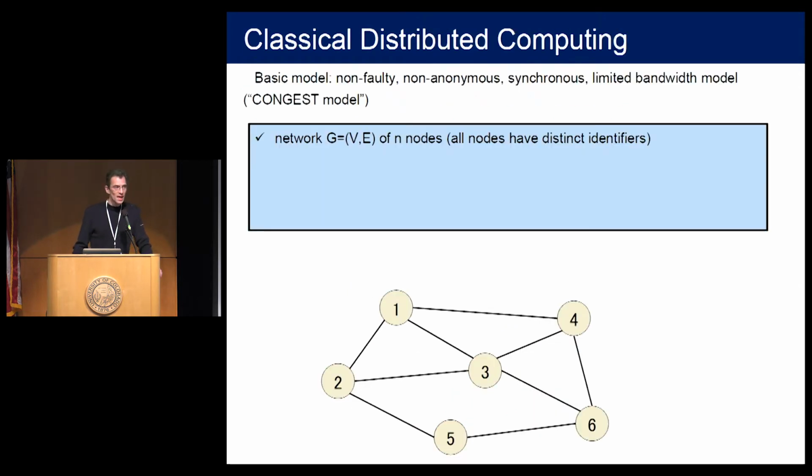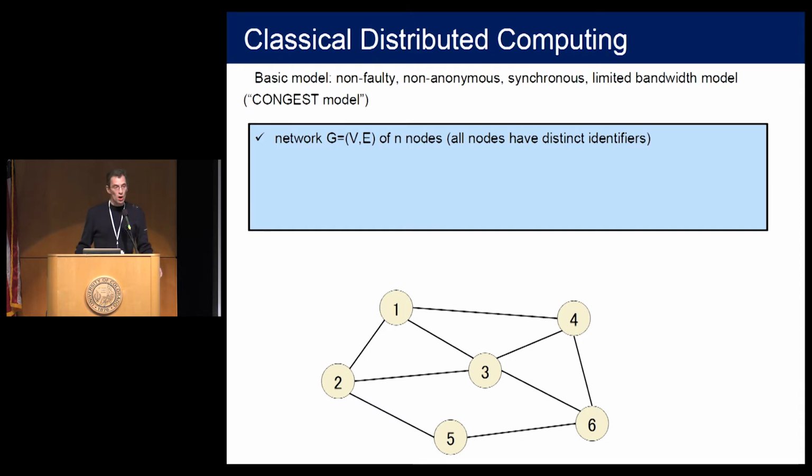Okay, so now let me explain the model. First, the model of classical distributed computing. So there are many models in classical distributed computing. So we will consider one of the most basic models called the CONGEST model. In technical terms, this corresponds to the study of non-faulty, non-anonymous, and synchronous distributed computing with limited bandwidth. So what does it mean?